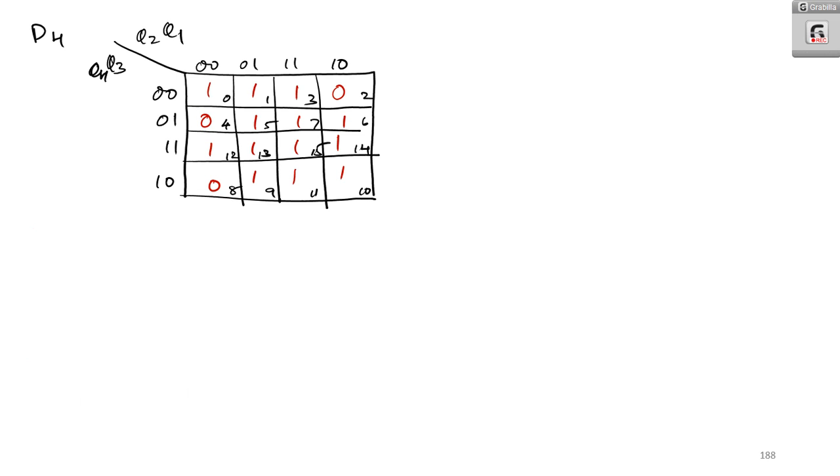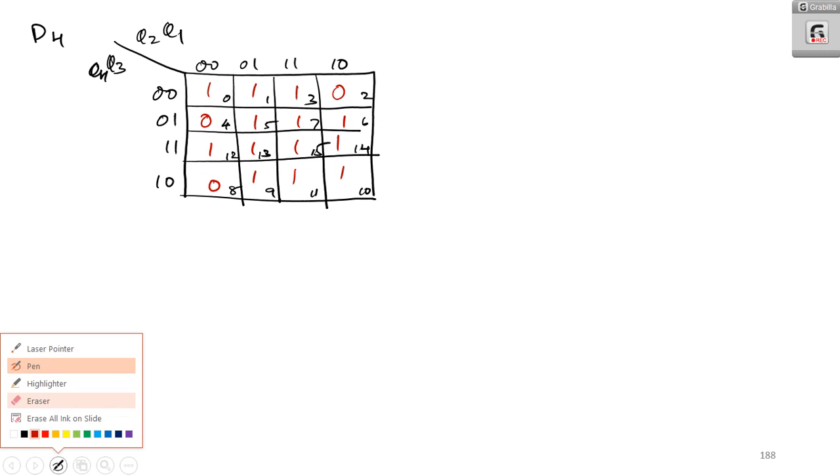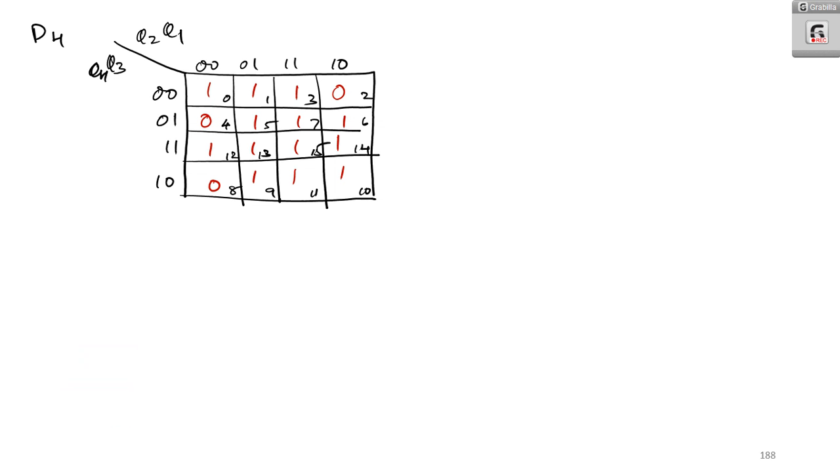Okay. Now how to club these? That is the question that is coming in. First I am going to club an octet. I have formed an octet here. What is common there? You can check the column. Only Q1 is common, so I am taking Q1 as common.